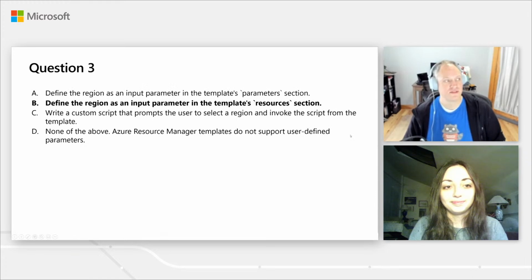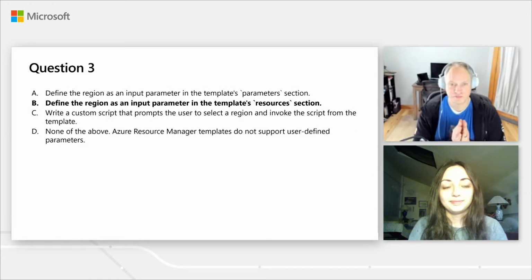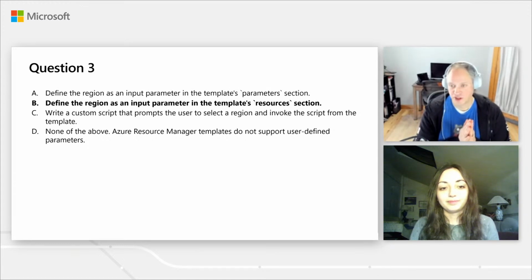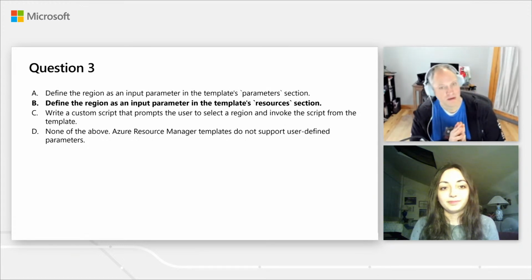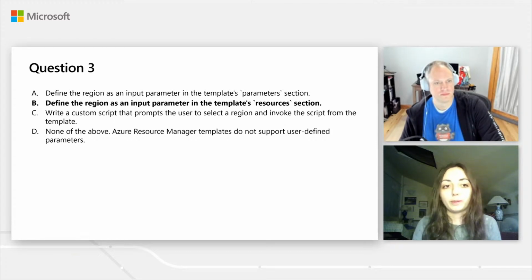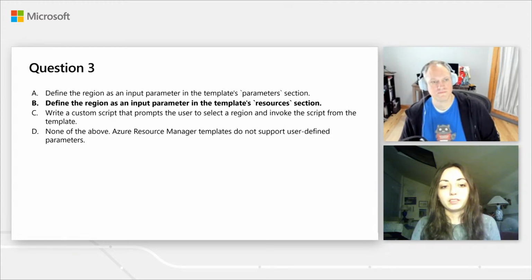So let's take a look at our answers. Now, we'll give folks a chance to answer in the chat too, and then we'll check in on them. But Foteini, what do you think about B, where we define the region as an input parameter in the template's resources section? A resource section is used to define the Azure resources that the template will create or update. So I don't think this is the correct way to define input parameters.